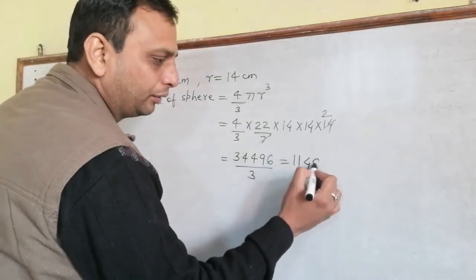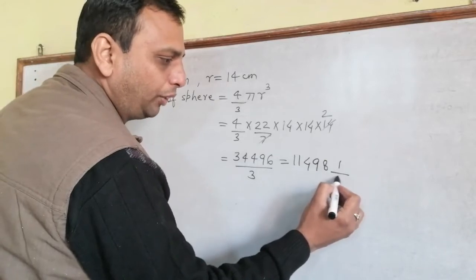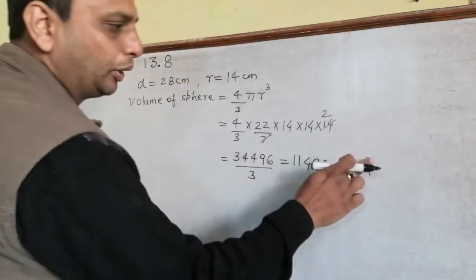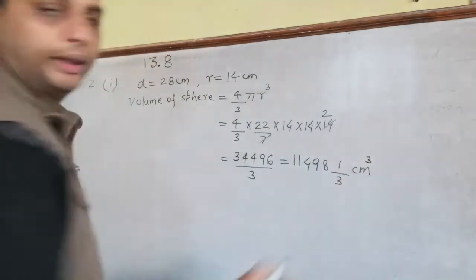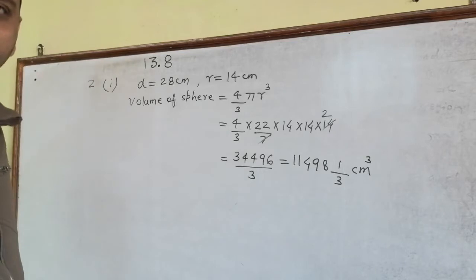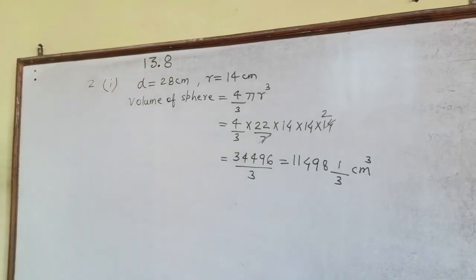11,498 1 upon 3 centimeter cube. 1 upon 3 centimeter cube is the answer for the volume of the sphere. So the second part also, we have to find the diameter.